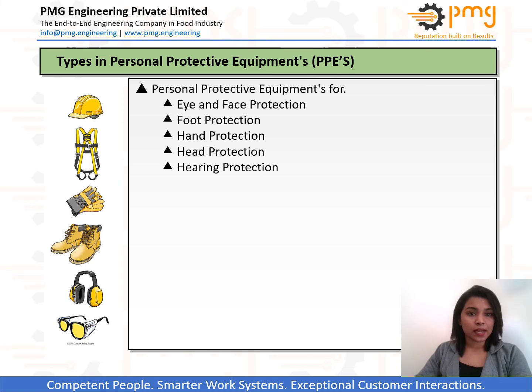PPE is generally classified into four types, depending upon the body part it basically protects: eyes and face protection, foot and hand protection, head protection, and hearing protection. This was all for the introduction to PPE.